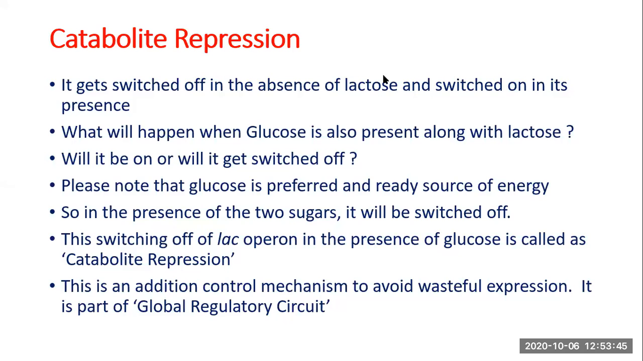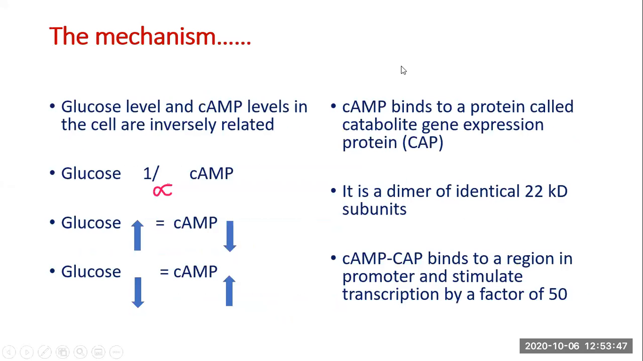Now let us understand how it happens. What was found out is that glucose level and cyclic AMP level are related. And how are they related? They are inversely related. Cyclic AMP in the bacterial cells serves as a hunger signal, and it is related to the level of glucose by an inverse relationship.